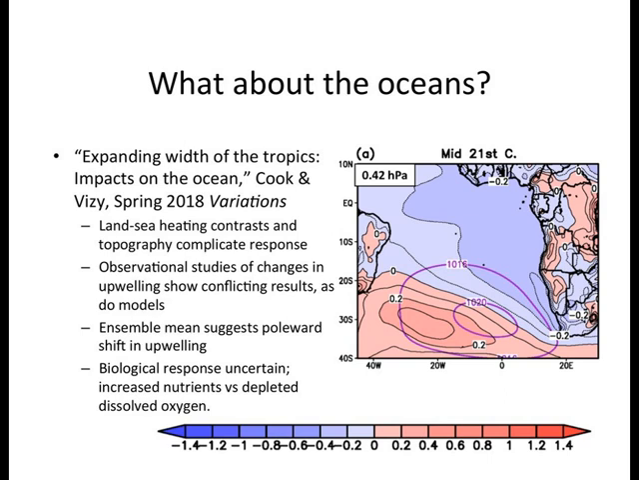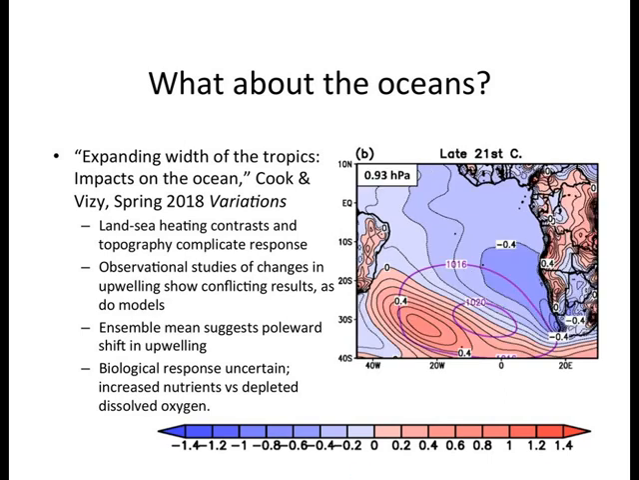But the biological response is going to be uncertain because you have changes in upwelling in some regions. If you have increased upwelling, you'll have increased nutrient availability, but you'll have depleted dissolved oxygen, and that can result in hypoxia over large regions. So the previous slide I showed you the observed trends in reanalyses, and models agree that by mid-21st century over the South Atlantic you can expect a poleward shift, and this is expected to be even stronger by the end of the 21st century.